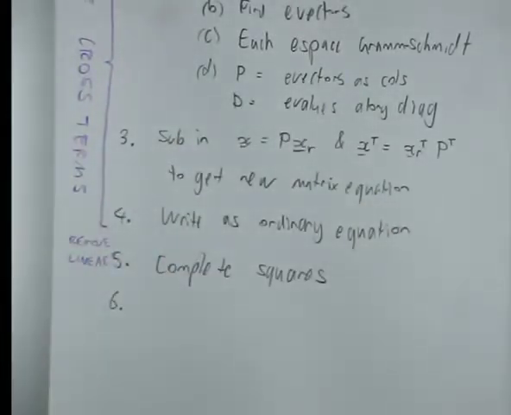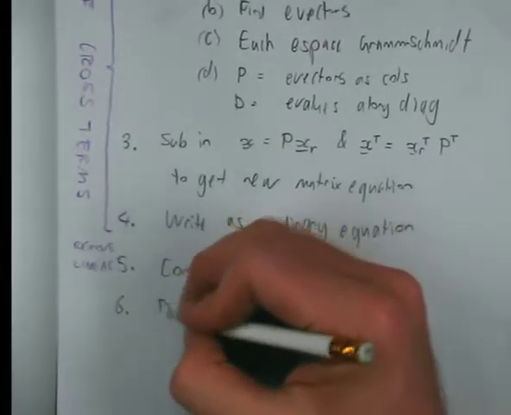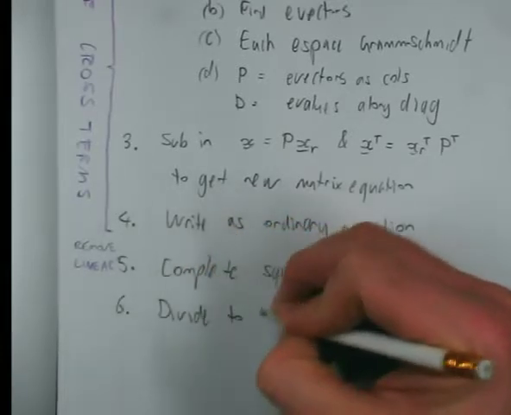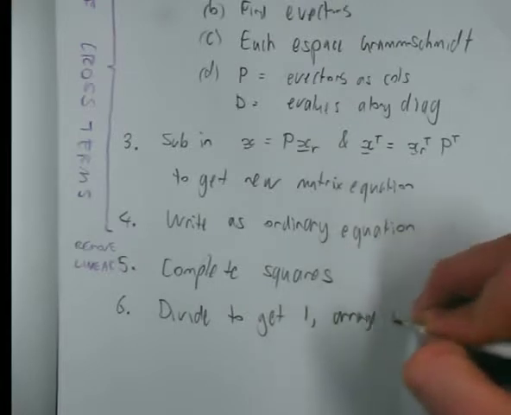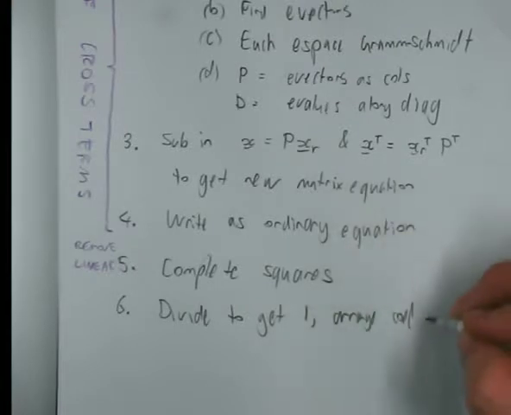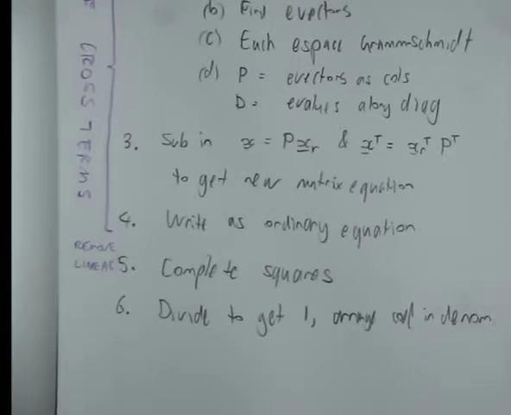And then part 6 is to arrange for all your coefficients to be on the bottom and for your 1 to be over there. So divide to get a 1 and arrange the coefficients to be on the denominator. And then it will be in properly standard form.